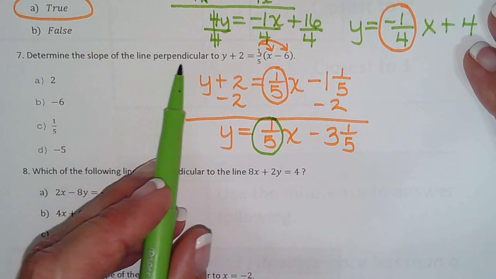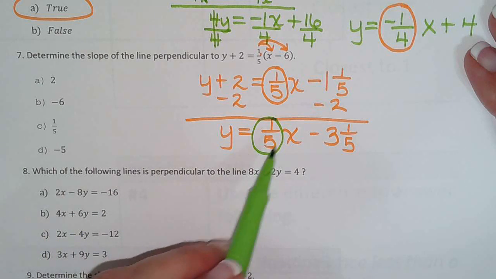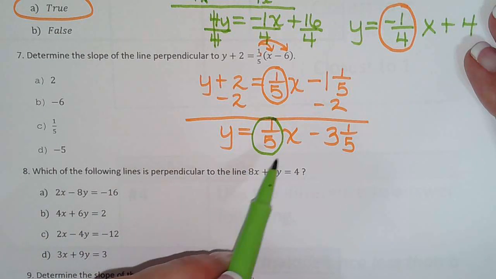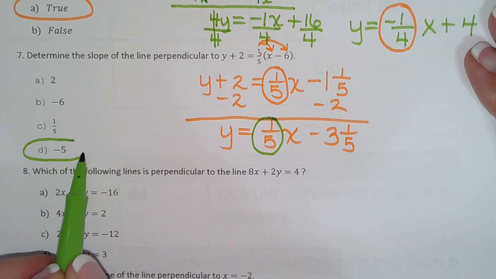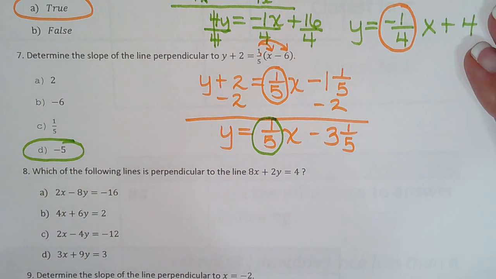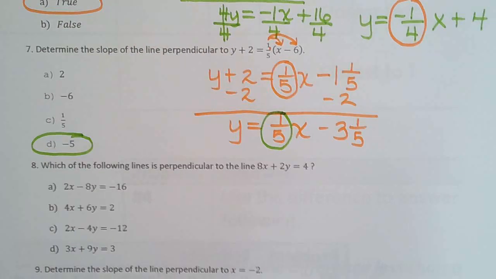So line perpendicular. So I need it to be opposite, negative, because this one's positive, and reciprocal, which would be 5 over 1 or 5. So negative 5 is my slope of my perpendicular line. Nice, huh? These are pretty fun stuff, aren't they?